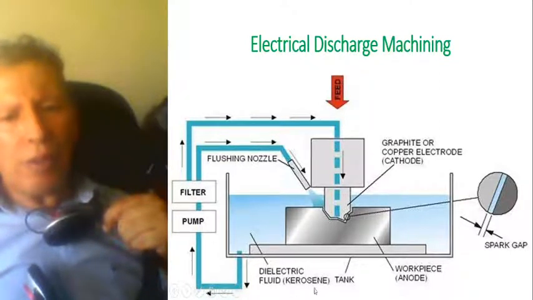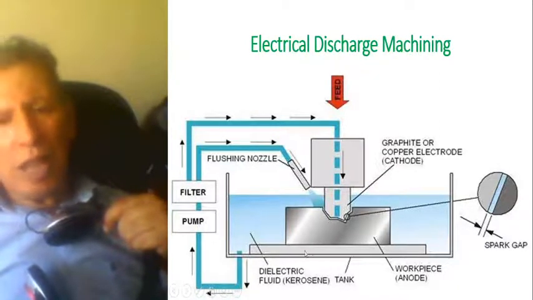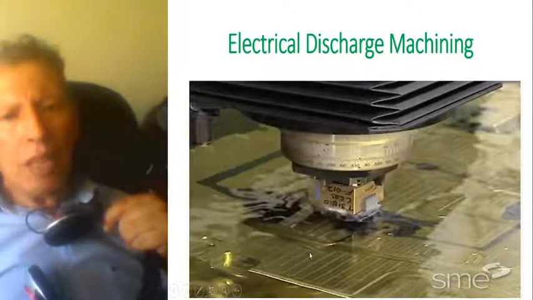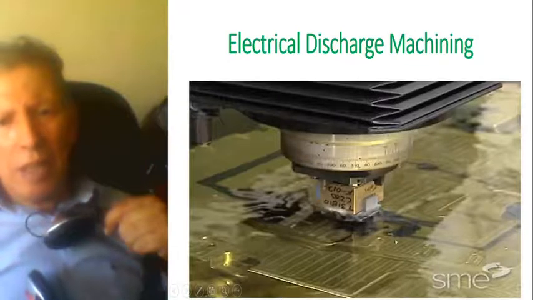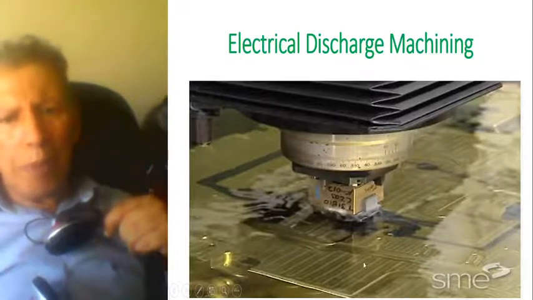Dielectric fluid, kerosene tank. As you can see, there is a liquid here. The workpiece is probably copper below, and this is the cathode.